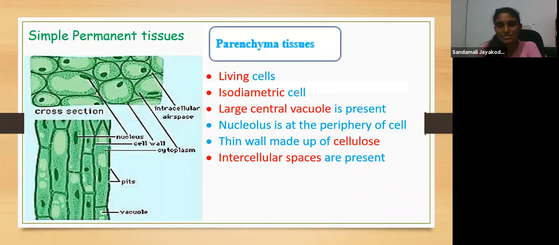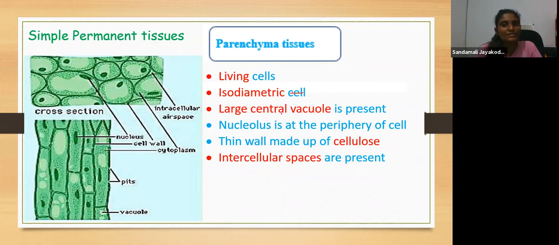Here, this word should be... they have an isodiametric shape. If we can see them in a cross section, these cells are isodiametric. That means they have a round, circular shape, and they have a large central vacuole. Normally, in a plant cell, it's a common feature. Large central vacuole is present.